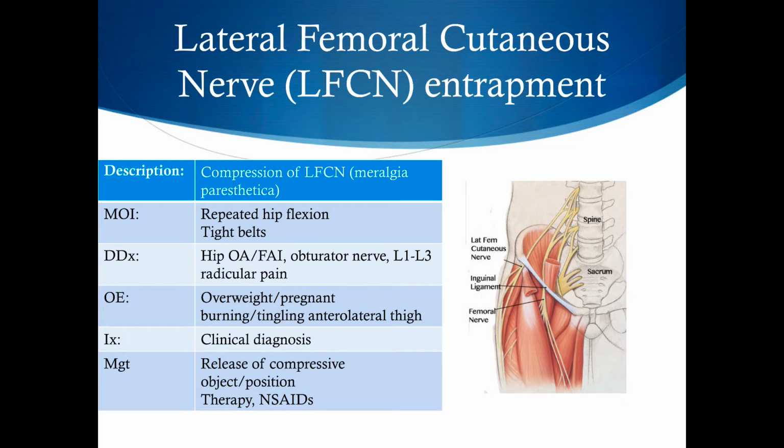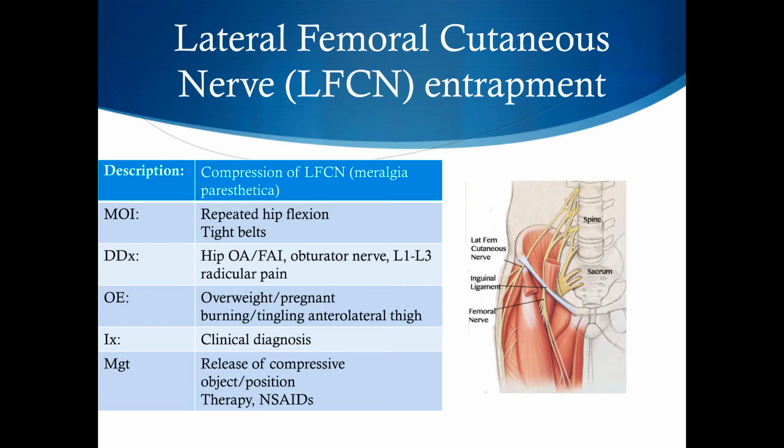Lateral femoral cutaneous nerve impingement or entrapment. It's a compression of the affected nerve. It's also known as meralgia paresthetica. This is often caused by repeated hip flexion or tight belts. You may consider a differential of things like OA or FAI, if there's an obturator nerve impingement, or if there is a radicular referral pain from the back in the L1 to L3 nerve root areas.